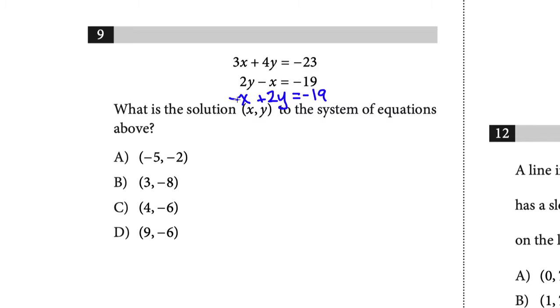Is anyone not okay with this? Does anyone want to ask a question? Okay, then from now on I'm going to scratch out this equation and ignore it.